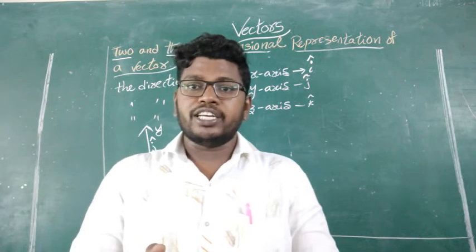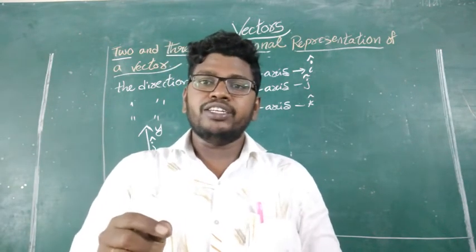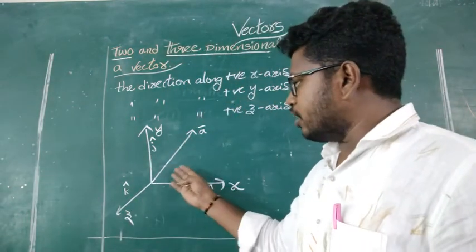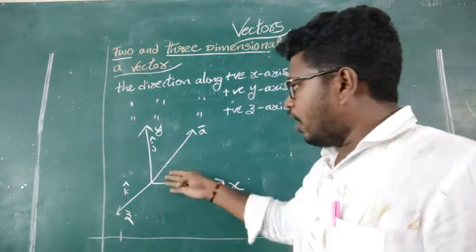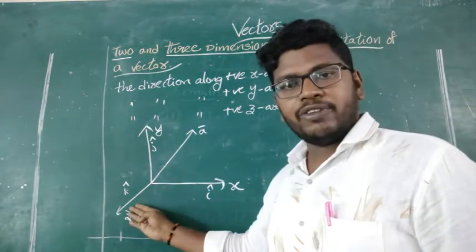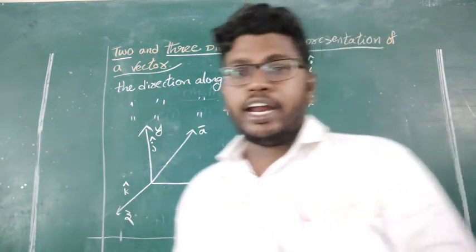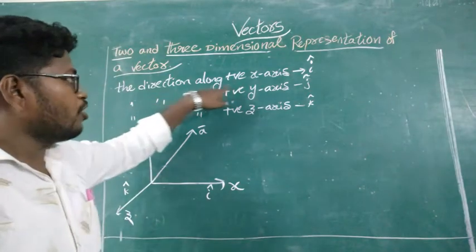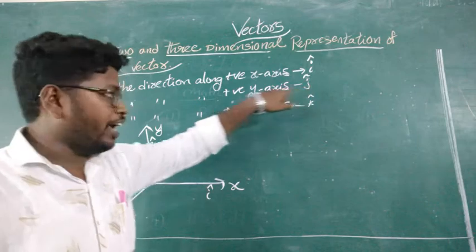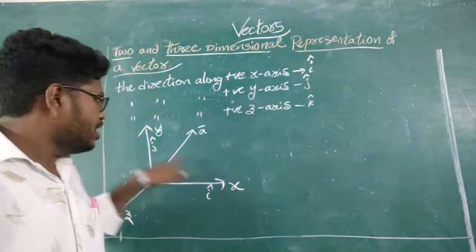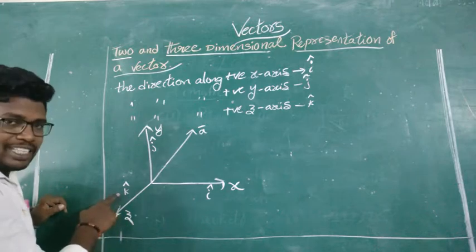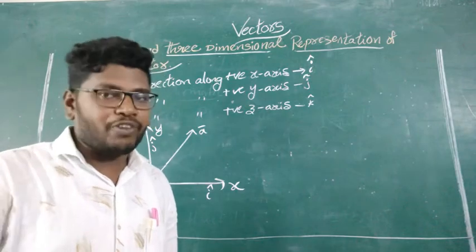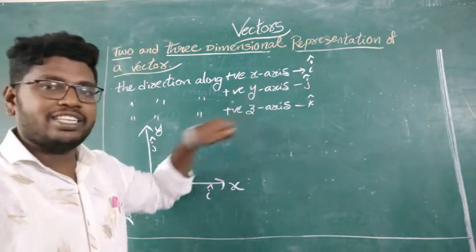For vector representation, it is very convenient to express it in a Cartesian coordinate system. In the Cartesian coordinate system, along the horizontal is the x-axis, along the vertical the y-axis, and another one is the z-axis. Yes or no? And here we introduce a unit vector. The unit vector along the positive x-axis is i cap, along the y-axis is j cap, and along the z-axis is k cap. So we introduce unit vectors to represent a vector along the x-axis, y-axis and z-axis.